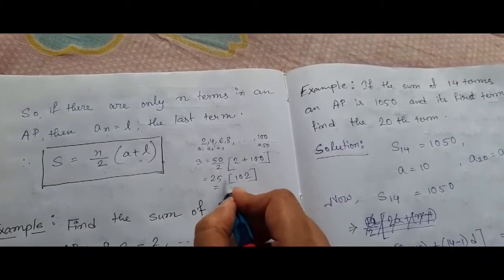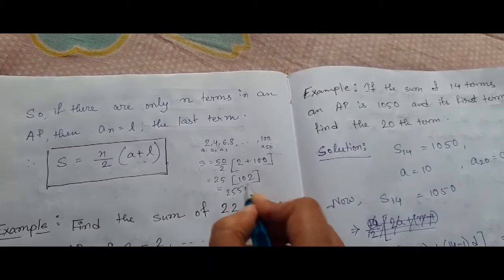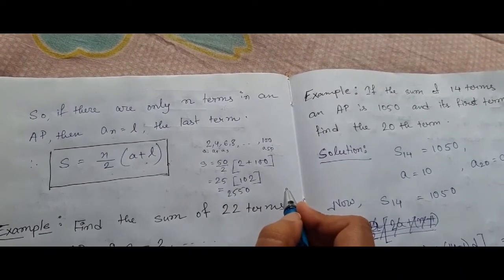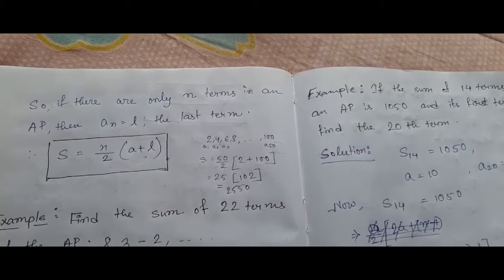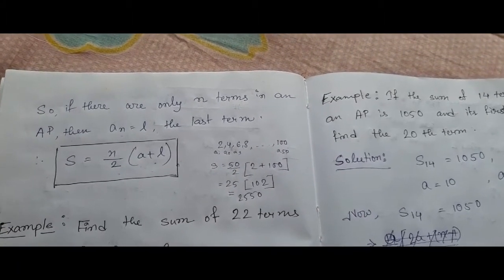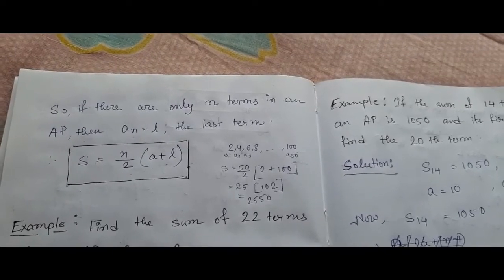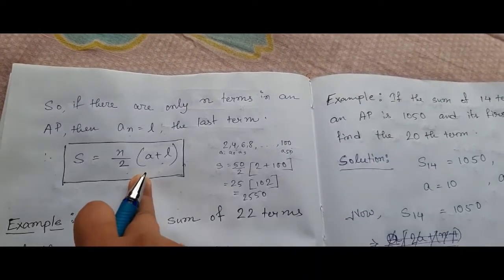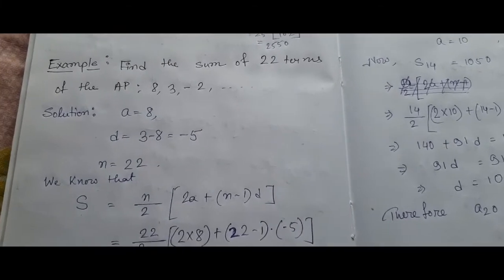Now this 50 and 25, so this will be the sum value of this AP. Okay, in this way, if the first term, last term and the total number of terms in that AP are given, then you can find the sum value using this formula. Now we'll discuss some examples.